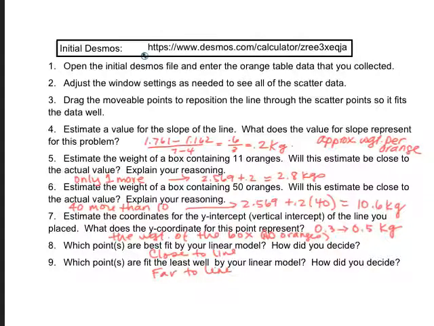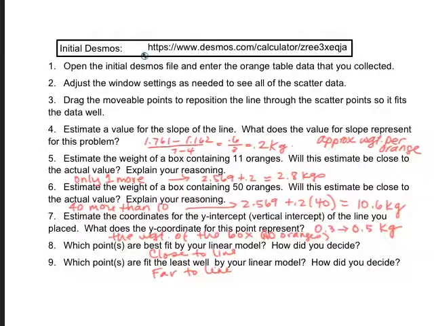So for number 4, you had to estimate a value for the slope of the line. I estimated 0.2 kilograms. What I did was calculate the slope. I picked 2 points close to the line, 0.4 oranges with a weight of 1.162 and 7 oranges with a weight of 1.761. And then, of course, you take y1 minus y2 divided by x1 minus x2. So it's your change in the y divided by your change in the x. And this represents the approximate weight per 1 orange is 0.2 kilograms.